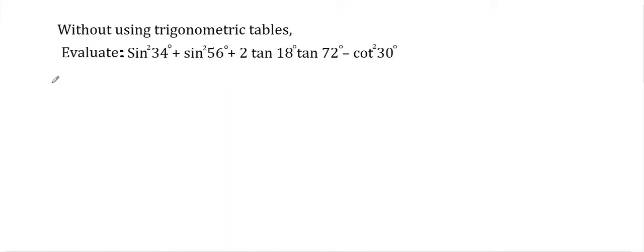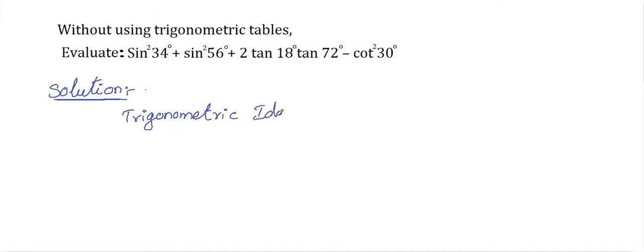Let's solve the trigonometry question which I have written on the whiteboard. Here we need to solve this trigonometric question without using trigonometric tables, which means we need to use the trigonometric identities and trigonometric formulas. The given expression is sine square 34 plus sine square 56 plus 2 tan 18 and tan 72 minus cot square 30.